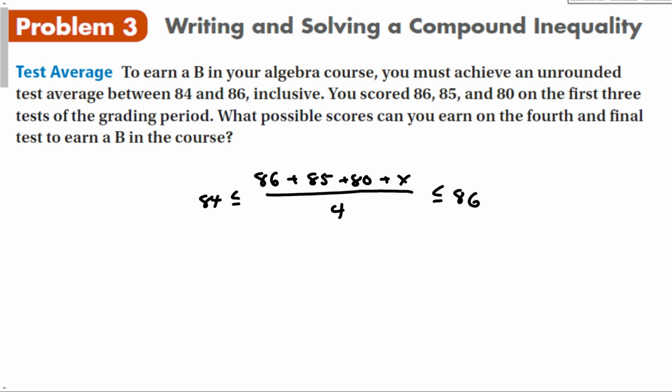Okay, well, before we get going with this, let's simplify. Let's add up the three scores. So we get 84 is less than or equal to 251 plus x over 4 is less than or equal to 86. So now, whatever I do, I have to do to all three parts of this inequality. The left side, the middle, and the right side.